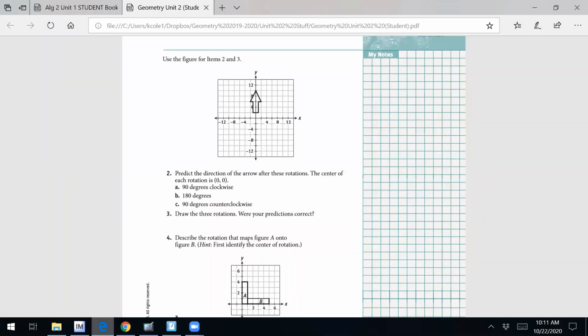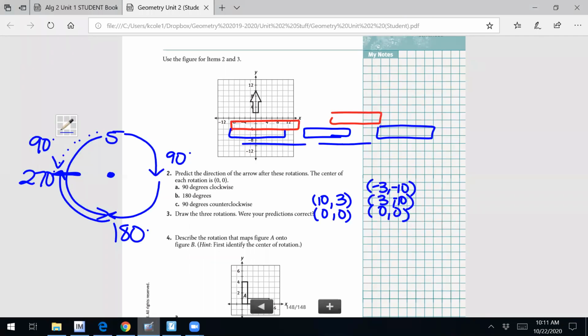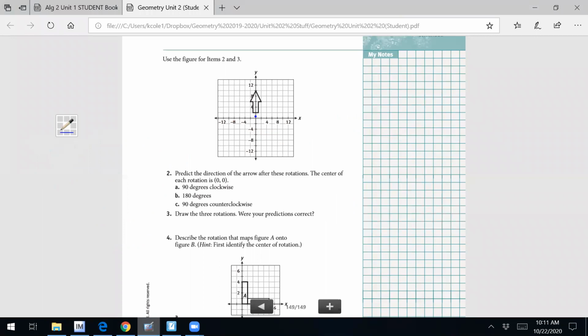Now, they want you to make a prediction. It says, predict the direction of the arrow after these rotations. The center of the rotation is 0, 0. So this would be on a fan or a pinwheel or whatever. This is the center. So you decide what direction after a 90 degrees clockwise, 180 degrees, a 90 degrees counterclockwise. Make your predictions quickly. Where is it going to be pointing? Up, down, left, right.